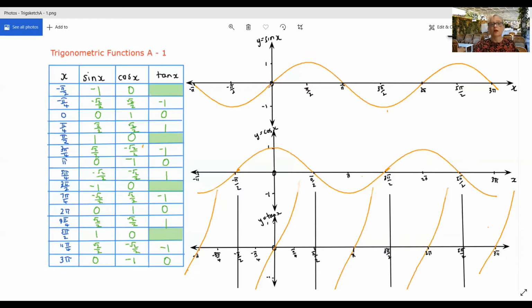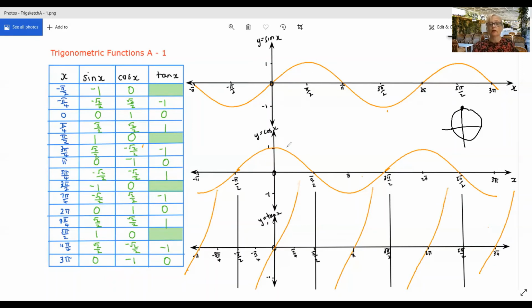Your basic sine curve at 0, the y value is 0. At pi on 2, just remember, thinking about our unit circle here, at pi on 2 up here, the y value is 1. Then at pi, the y value is 0, then it's -1, etc. So we get a shape like this. Now it repeats itself every 2 pi. It has an amplitude of 1 because it goes up to 1 and down to -1.